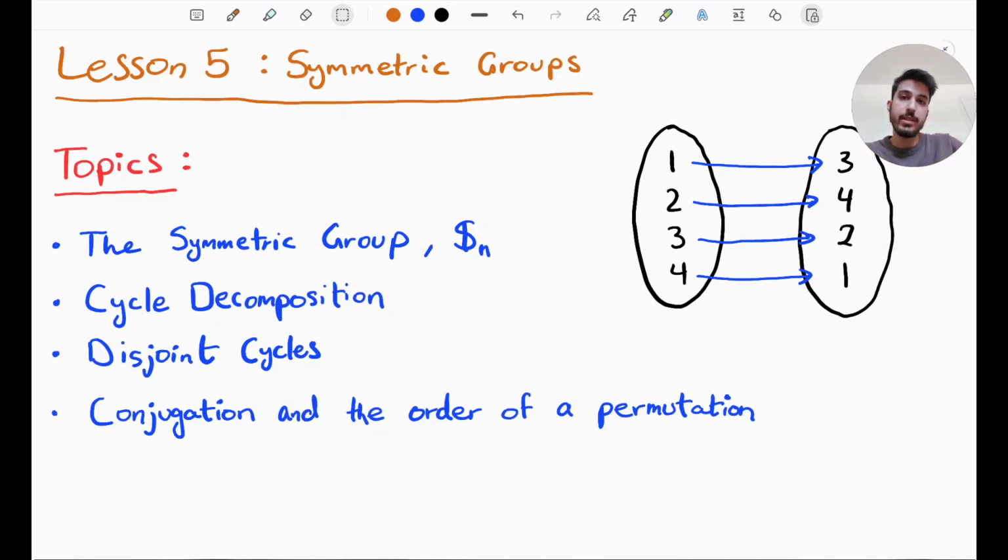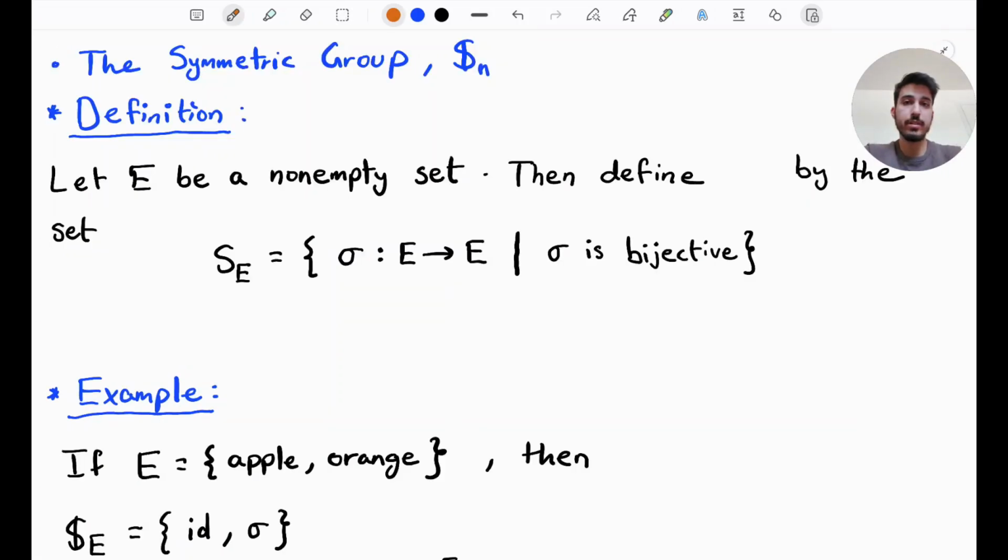The topics of today's lesson will be covering the 4 topics here: the symmetric group. We will be defining what it is and why, in fact, it is a group. We will be defining what a cycle is, and then we will claim that every permutation can be written as a product of disjoint cycles. This will greatly simplify our calculation. And lastly, we will be mentioning what a conjugation of an element is, and we will be talking about what the order of a permutation is. Let us start with the definition.